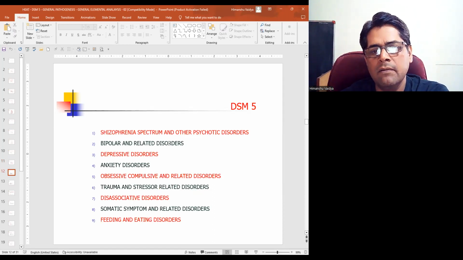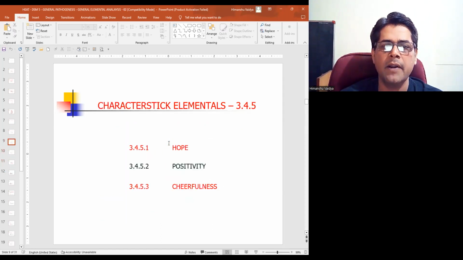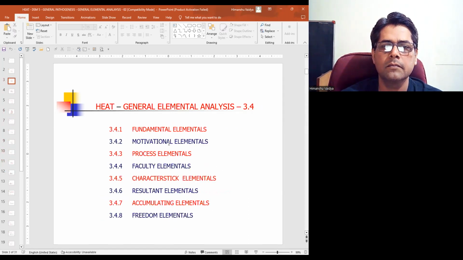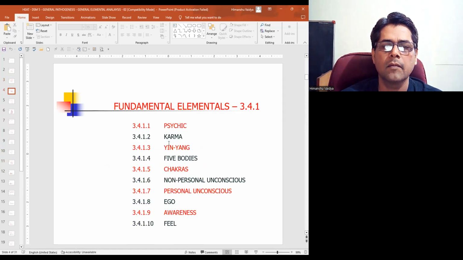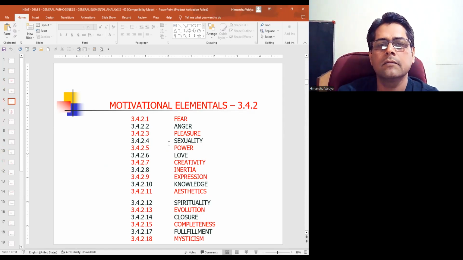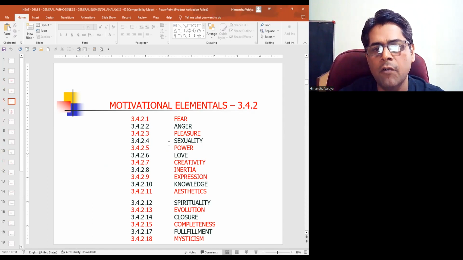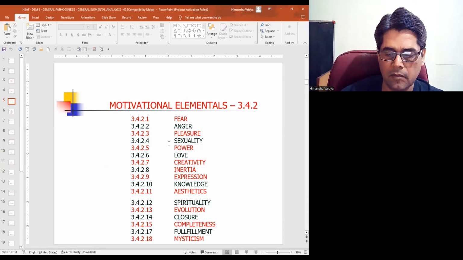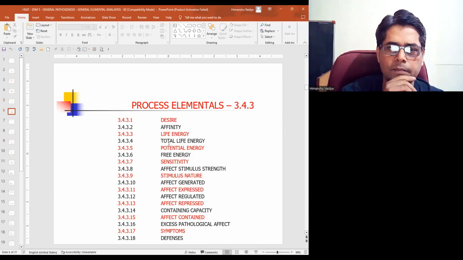Say obsessive compulsive and related disorders. Let's look at the elementals. 1.2, 1.3, 1.5, 1.7, rarely 1.6 will be important. 2.1, 2.2, 2.3, 2.4. They are the important ones.